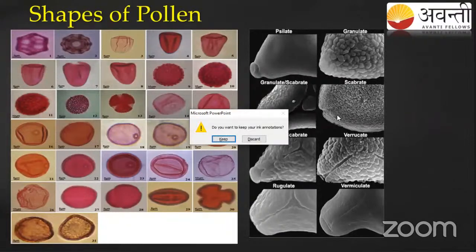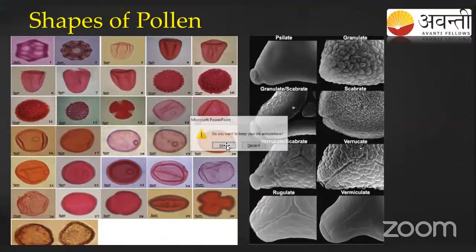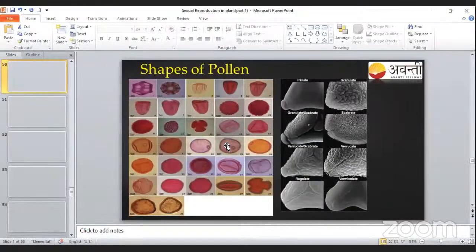Ma'am, how to differentiate juvenile and senescent phase in polycarpic plants? See, polycarpic means what? It's very easy, Anuradha.